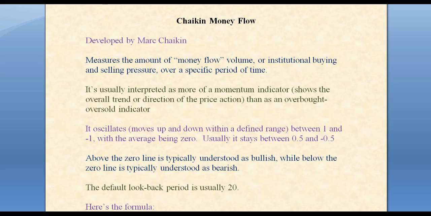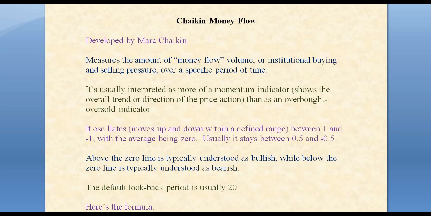All right, so the Chaikin money flow was developed by Mark Chaikin. Want to give him credit. It measures the amount of money flow volume, or institutional buying and selling pressure, over a specific period of time. It's usually interpreted as more of a momentum indicator, meaning that it shows the overall trend or direction of the price action. It's usually more of that than as an overbought, oversold indicator, although I'm sure it can be interpreted that way as well.